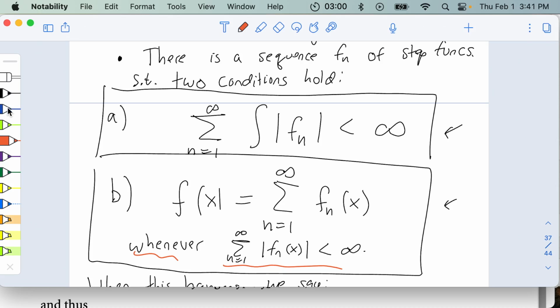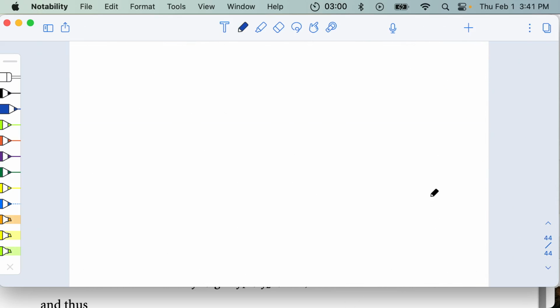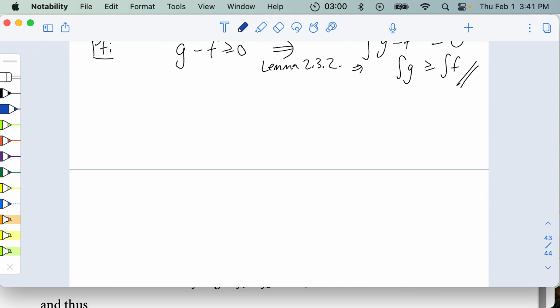We can add this as a little remark over here. Remark: the bad set is small, where small means it has an integral that is 0. And actually, why don't we prove this formally? Let's go down to where we are over here, and we can prove it formally. So this is like the remark proof.